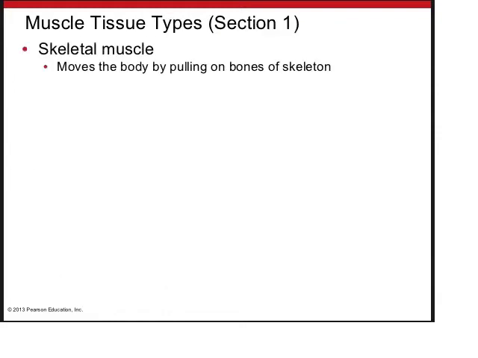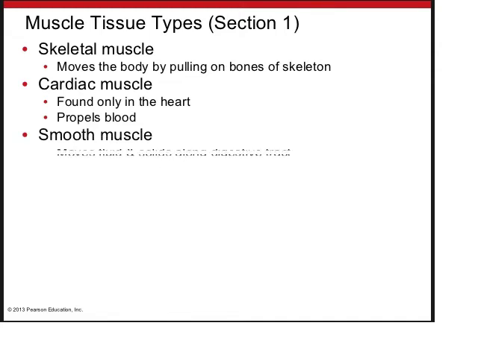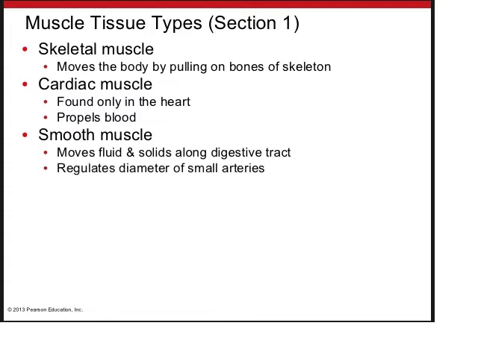Skeletal muscle moves the body by pulling on the bones of the skeleton, while cardiac muscle is found exclusively in the heart to propel blood, and smooth muscle moves fluid and solids along the digestive tract, regulates the diameter of blood vessels, has some role in the movement of lymph, is connected to every hair in your body and responsible for the production of goosebumps, is also found in the iris of your eye, where it helps to control the diameter of the pupil.